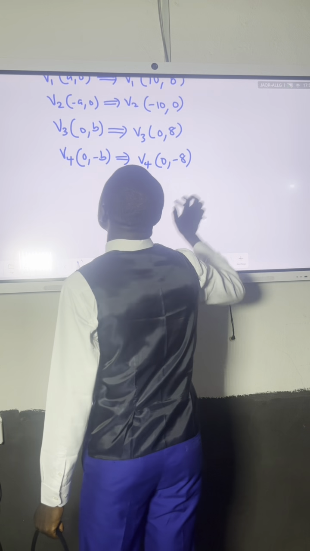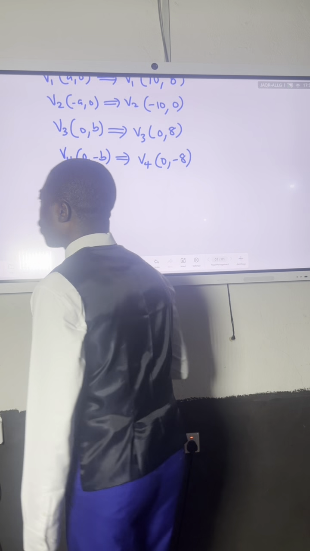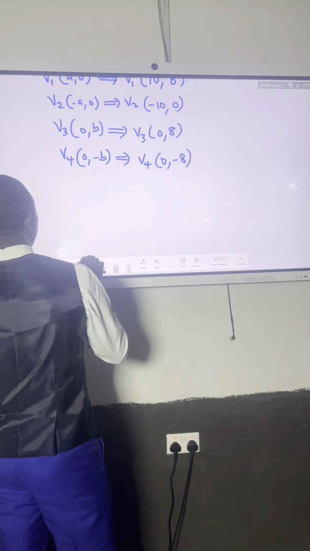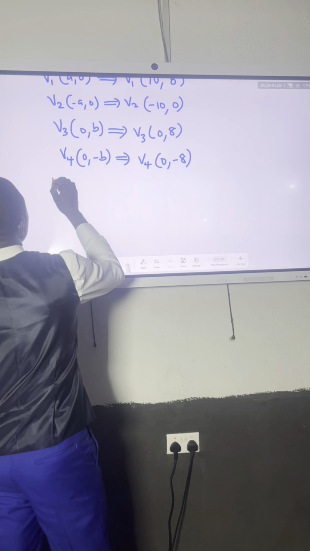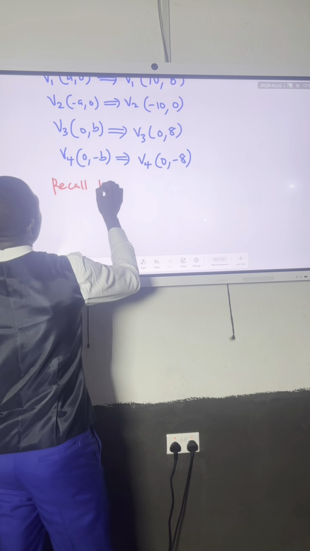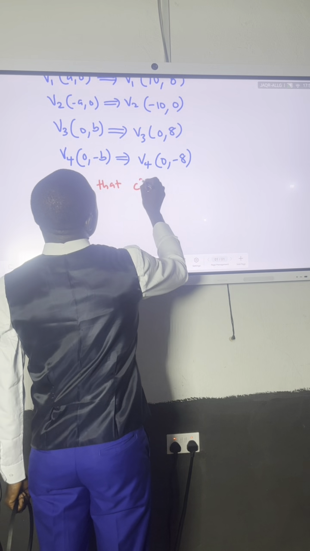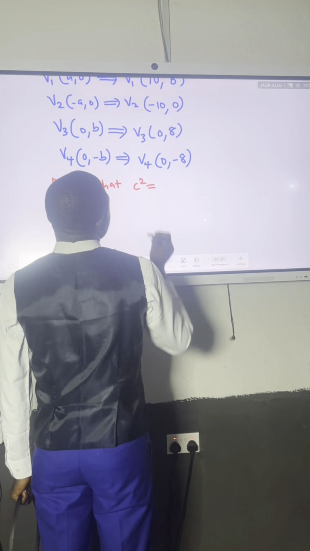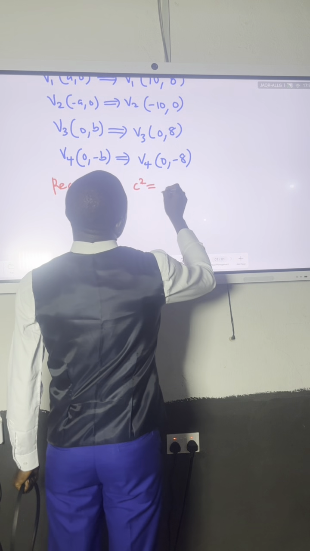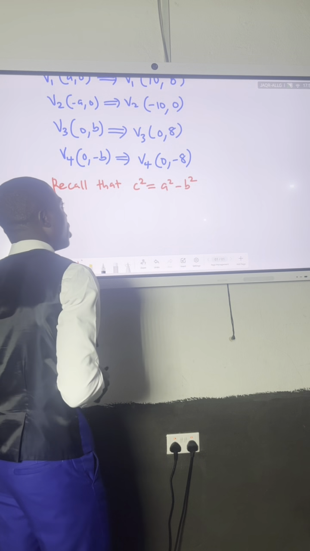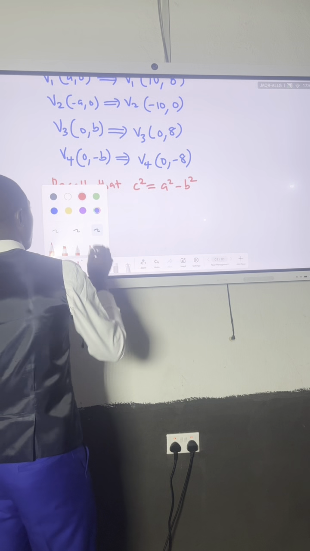Remember, foci is represented by letter c, and there's an equation that connects a, b, and c together. Now let's go. Recall that we need the value of c actually. That c squared, which will help us get the foci of the ellipse, is actually equal to a squared minus b squared. That's because a squared is always greater than that of b squared.